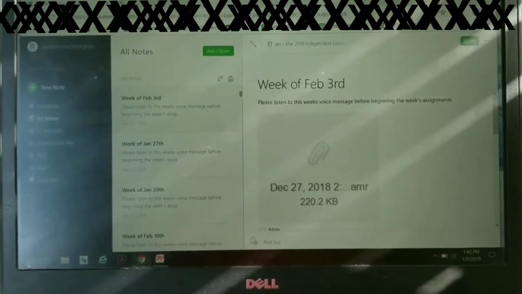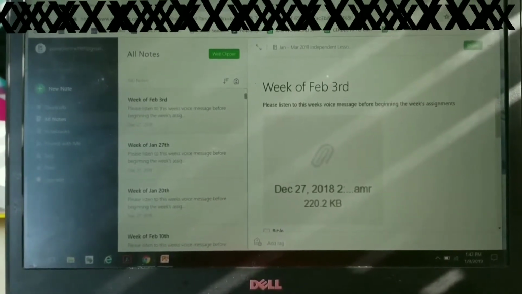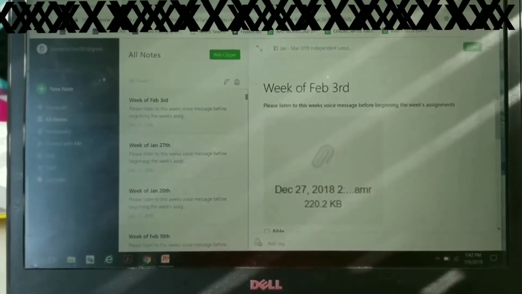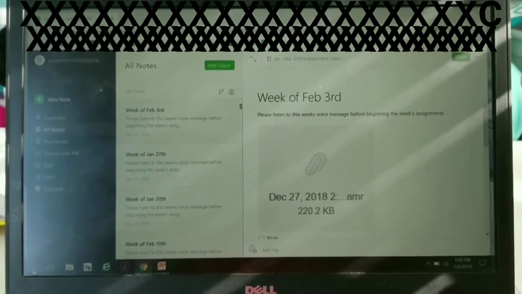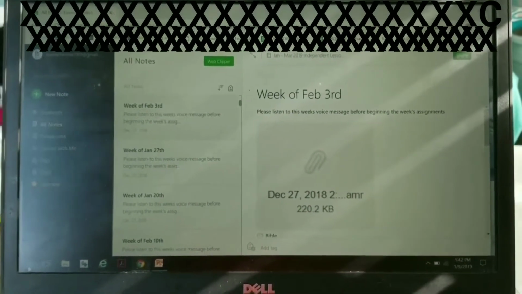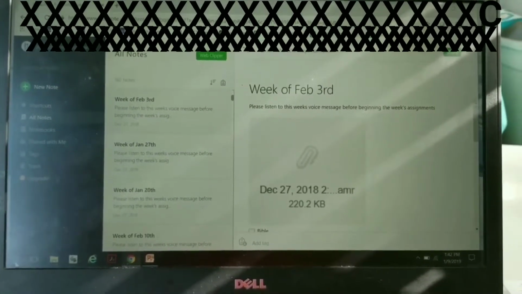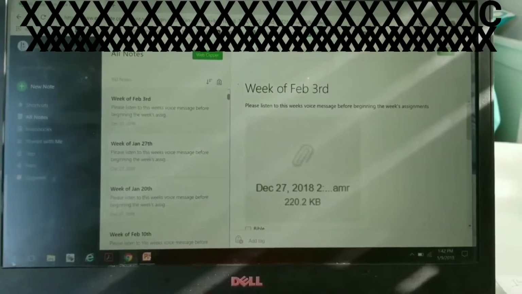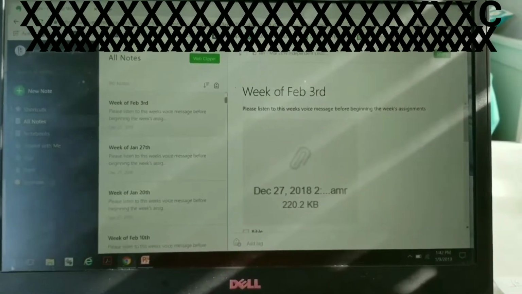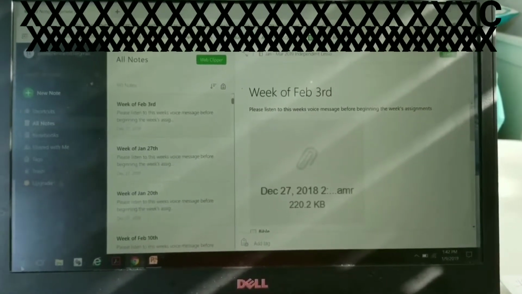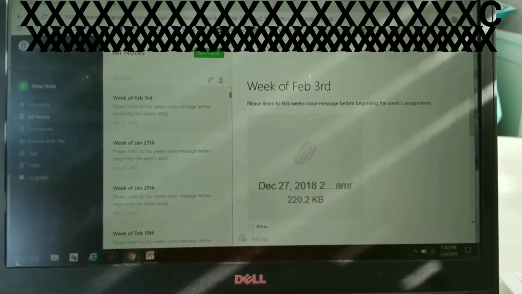I do for my son's independent days. If you recall in prior videos, I say that sometimes I record myself teaching a lesson or talking about a lesson. I go to Evernote, and this is where I upload those lessons so that he can hear it, watch me do examples, and then he can go about his day or his assignment.